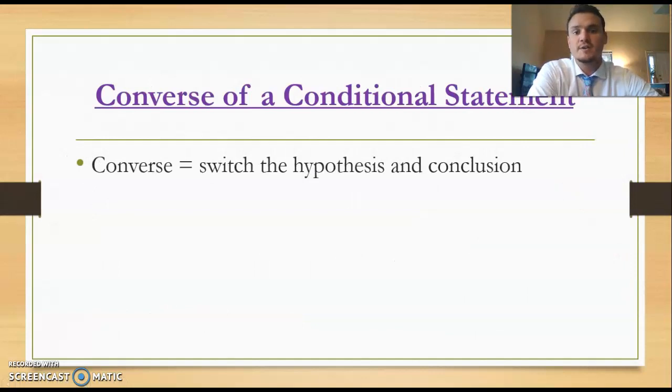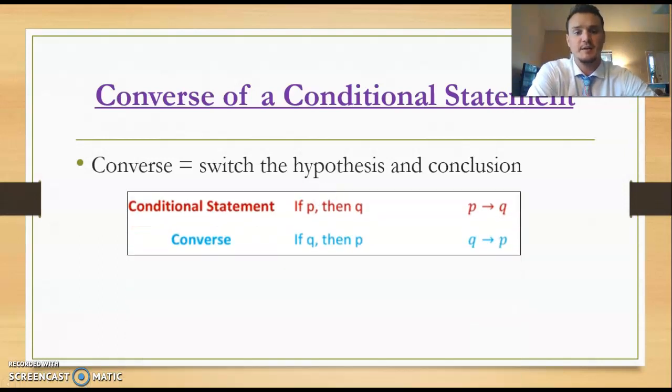Now, one other version of a conditional statement is the converse. The converse of the conditional statement just means that you swap the hypothesis and conclusion around from the original statement. This is what it looks like in symbol notation. Here we started off, the conditional statement would be if P, the hypothesis, then Q, or P implies Q.